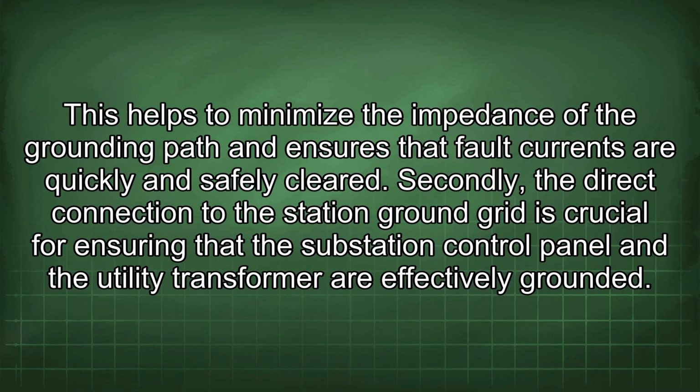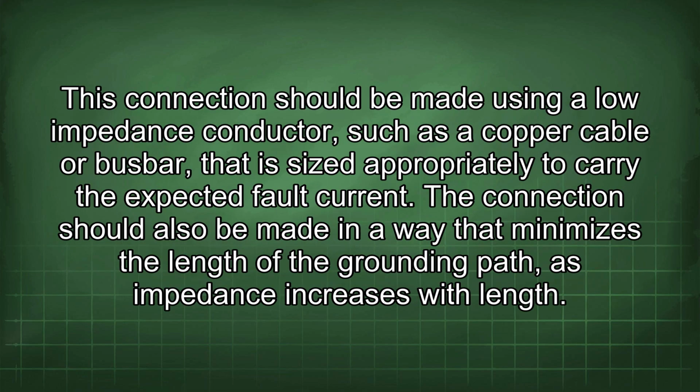Secondly, the direct connection to the station ground grid is crucial for ensuring that the substation control panel and the utility transformer are effectively grounded. This connection should be made using a low impedance conductor, such as a copper cable or busbar, that is sized appropriately to carry the expected fault current. The connection should also be made in a way that minimizes the length of the grounding path, as impedance increases with length.